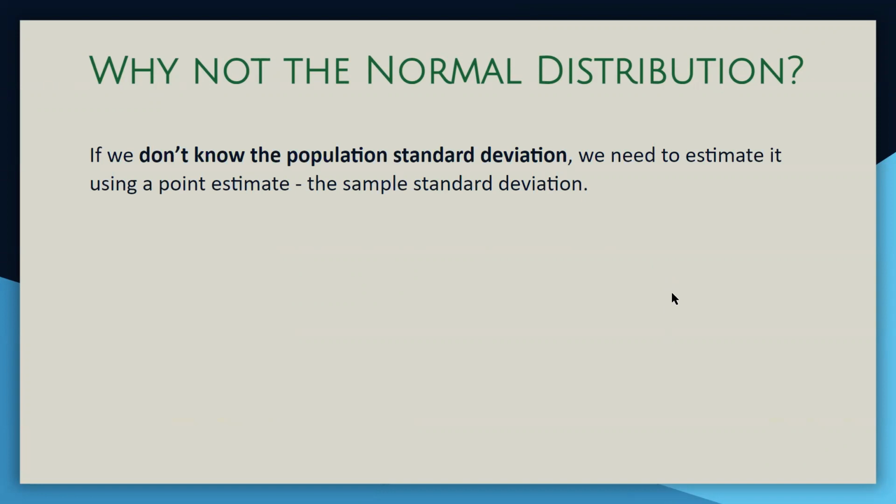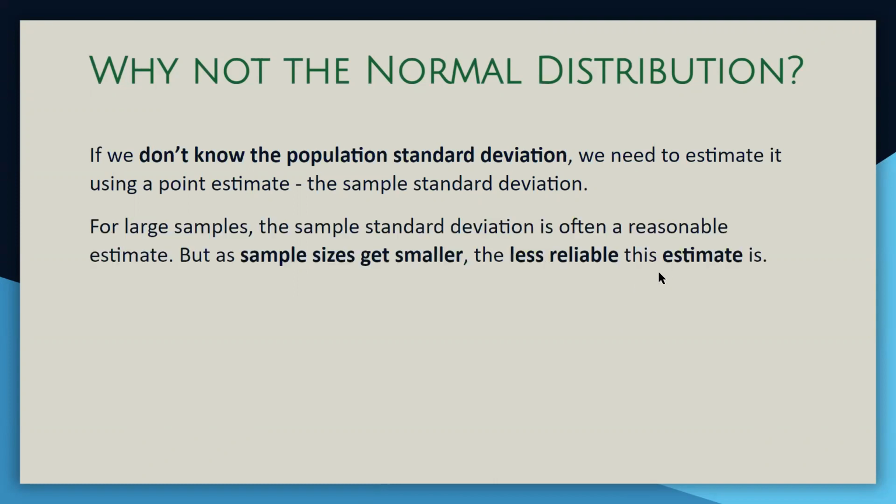Well, the issue comes down to that population standard deviation. In the last video, where we learned about confidence intervals for the mean, we made the assumption that we knew the population standard deviation. If we don't know that population standard deviation, we need to estimate it using a point estimate. And the best point estimate is the sample standard deviation. The problem comes with sample size. For large samples, the sample standard deviation is a reasonable point estimate. But as your sample size gets smaller, the less reliable that point estimate becomes.